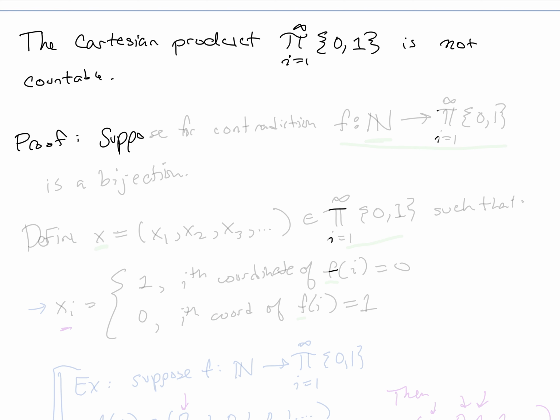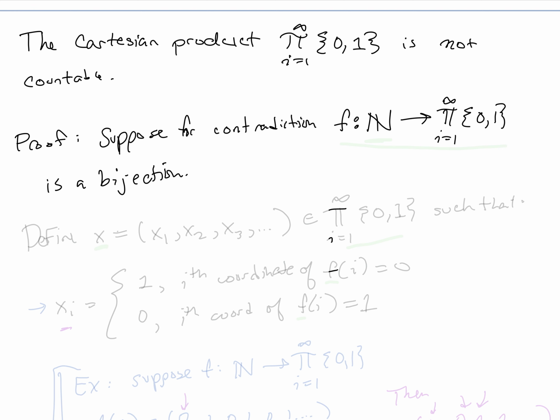So suppose, for contradiction, that this set is countable. In other words, if it is countable, it would have to be countably infinite because it's clearly at least infinite. So suppose for contradiction that it's countably infinite, and therefore there is a function, a bijection f, mapping the natural numbers to this set, the Cartesian product from i equals 1 to infinity of {0, 1}. Now we're going to prove that there is no such function f. We're going to prove that no such bijection can exist, which is a tall order.